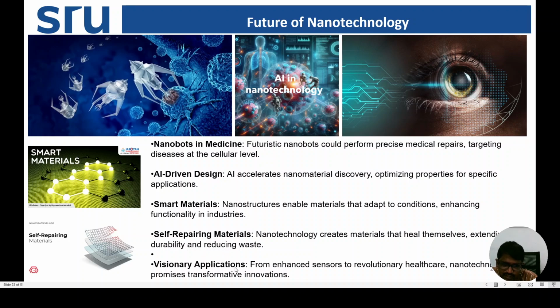Okay, and also visionary applications. I already told you. From enhanced sensors to revolutionary healthcare, nanotechnology promises transformative innovation. This nanotechnology brings so many innovations, so many applications beyond our expectation, beyond our imagination. So many advantages we are witnessing in our daily life in various fields due to nanotechnology. That's why nanotechnology is our future.